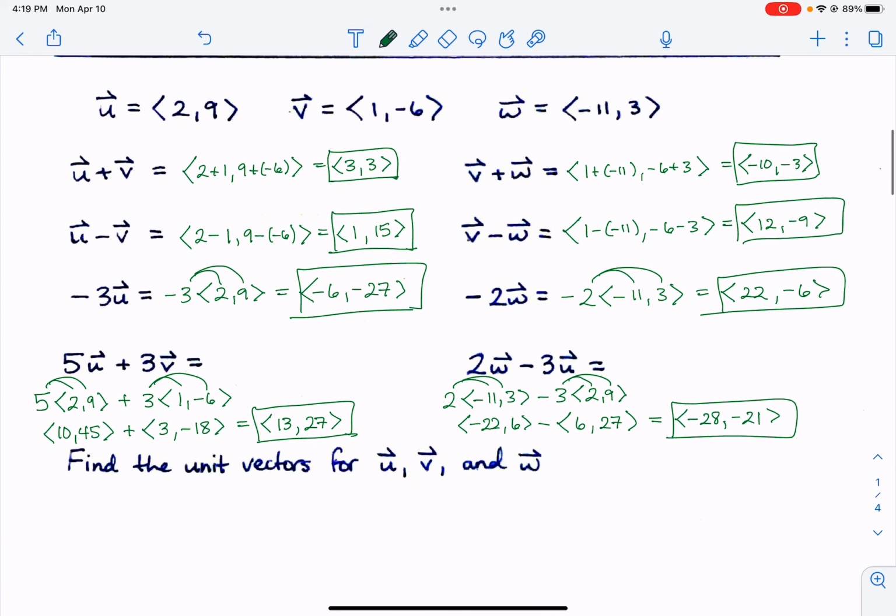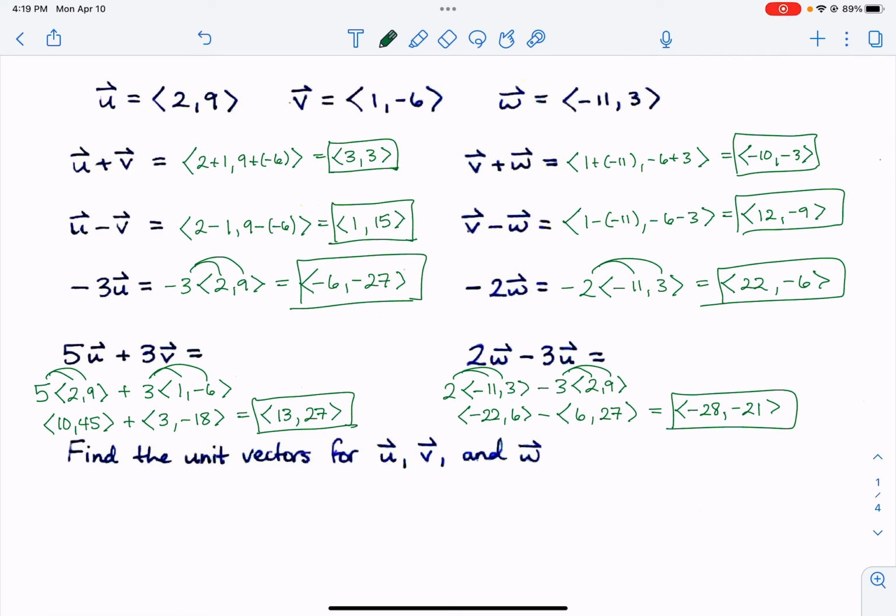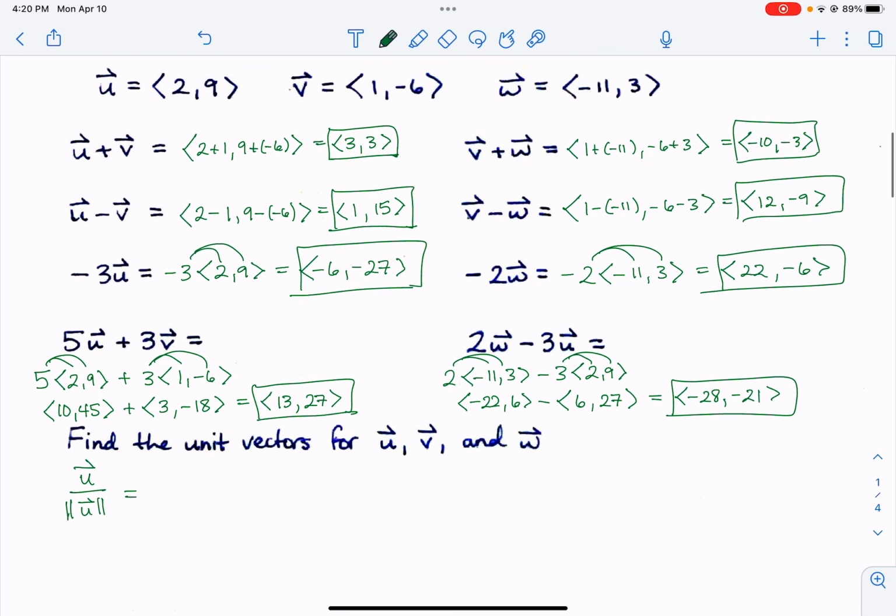And then we have a nice little problem down here about unit vectors. Remember, a unit vector is just a vector that's being divided by its magnitude, right? So the unit vector for u would be the vector u divided by the magnitude of u. So if you can find the magnitude, you can find the unit vector. And I might just do maybe one example from here to save time, but you'll see the full solutions later.